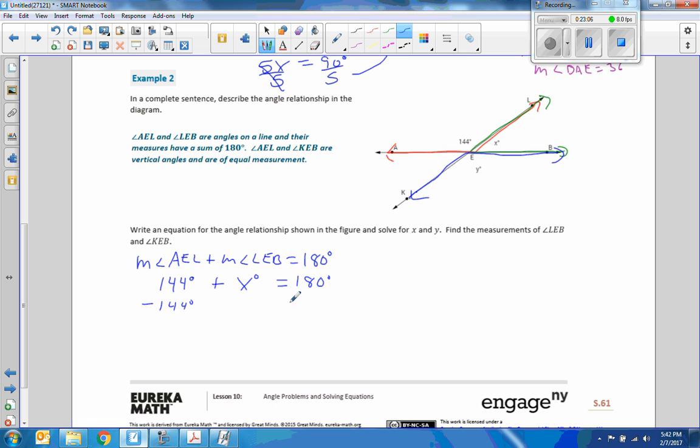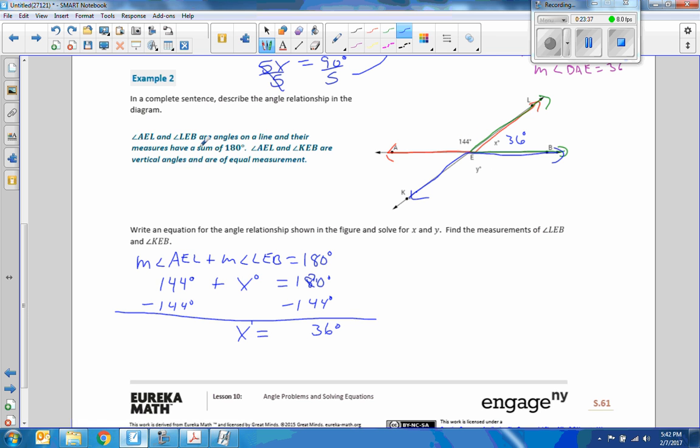If I subtract 144 degrees from both sides, I solve for x. These cancel, and I get x equals 36 degrees. Okay, so I'm going to write that right here. This is 36 degrees. There's two ways I can find y now. I also have a linear pair here, or I should say angles on a line. So I could take 36 plus y equals 180.